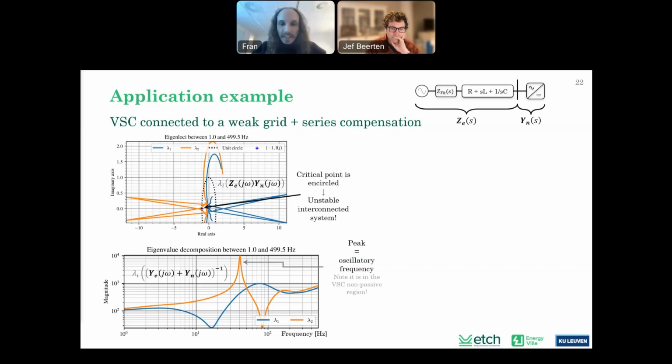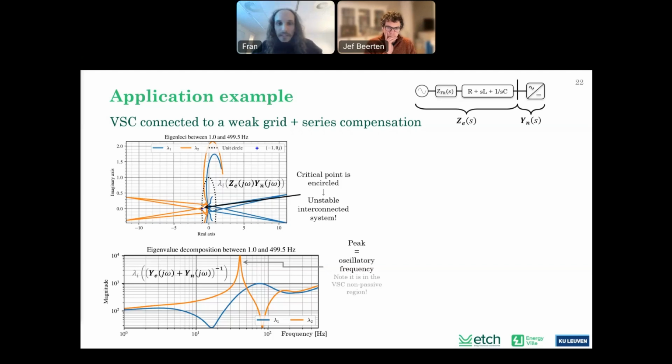And what we can see here is a sharp peak. And this peak again means that there is an oscillatory frequency. And note that this peak happens around 40 Hertz. And this frequency falls within the non-passive region of the converter. So we kind of saw this coming before, or it agrees with the passivity analysis. And what we can do now is to validate these screening study results by performing a single EMT simulation.